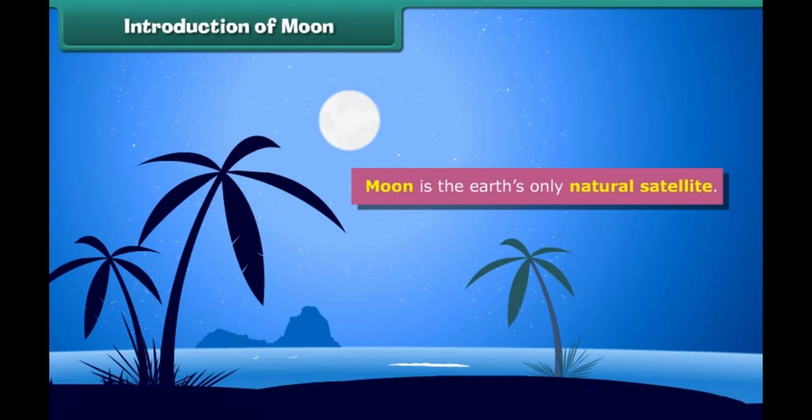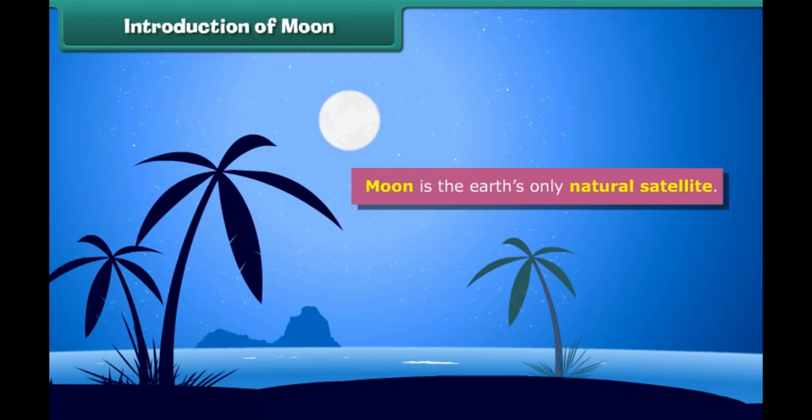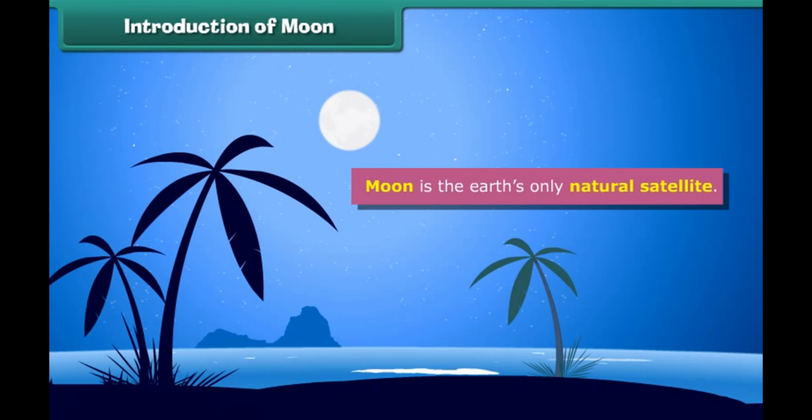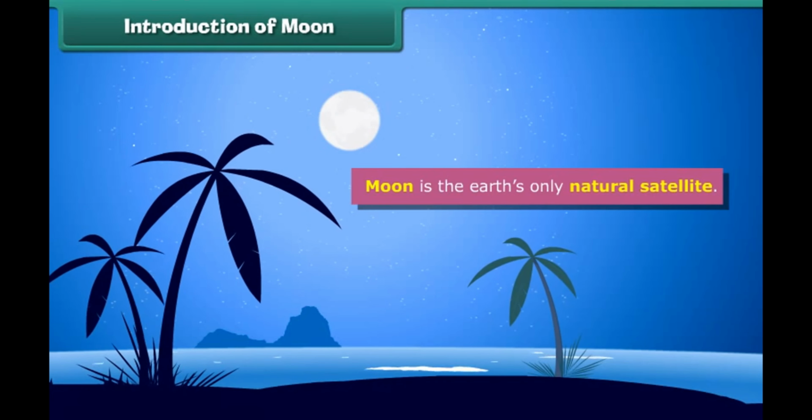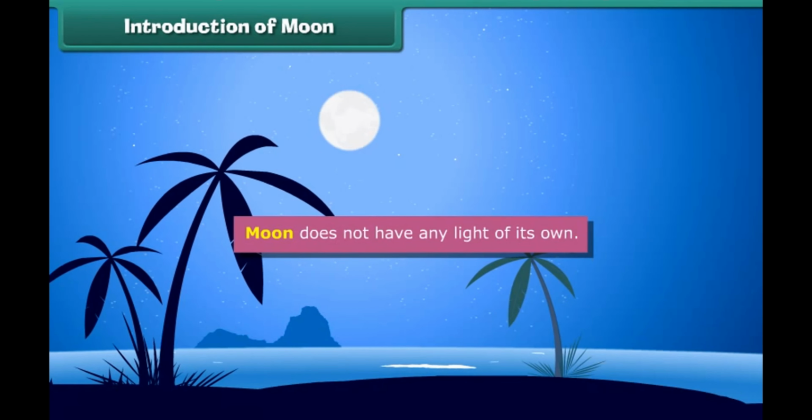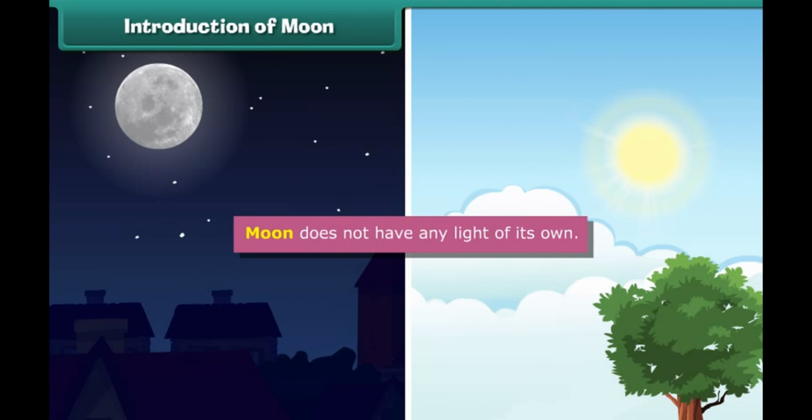The moon is the Earth's only natural satellite. It is the second brightest object in the sky after the sun. But the moon does not have any light of its own. The light you see is actually from the sun reflecting off the surface of the moon. So, if the sun wasn't there, we would not be able to see the moon.